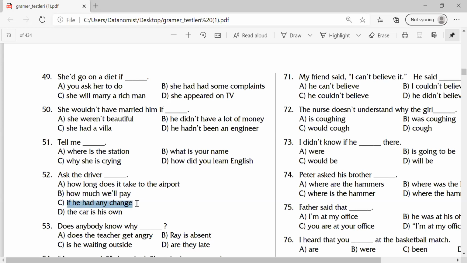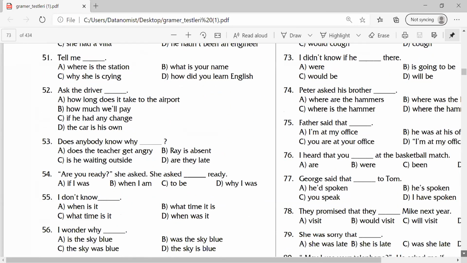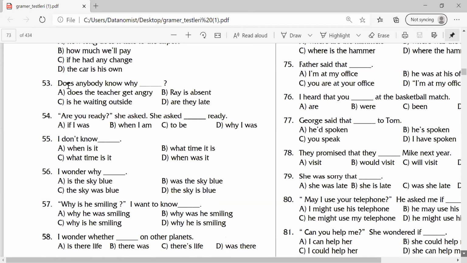You cannot go with that because this is the past. That's the reason. Okay, and this I can go because there is no conjunction. I am eliminating this. Answer is: ask the timer how much will pay. Next, does anybody know? Now please pay attention.